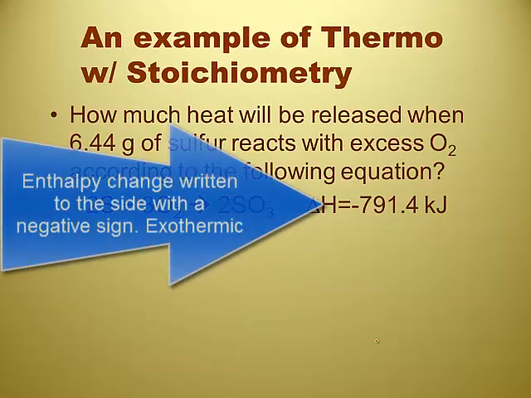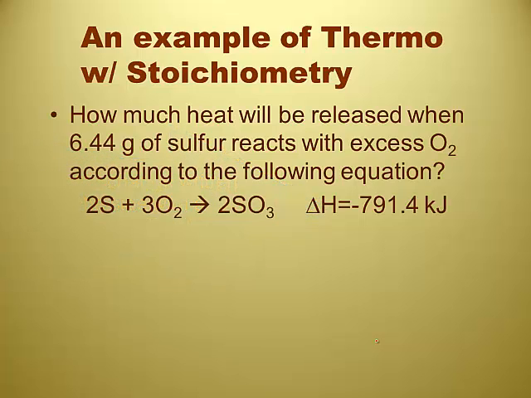All right, so we're going to do an example of thermochemical stoichiometry. How much heat will be released? So we want to know how much energy, in kilojoules, and released because, again, you're not changing. It is an exothermic reaction. Oh, look, I see a negative sign.